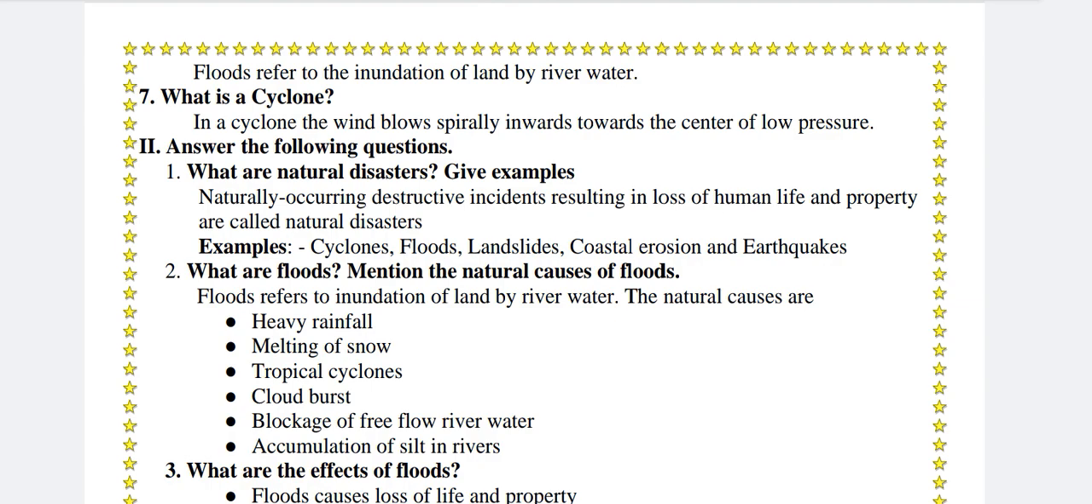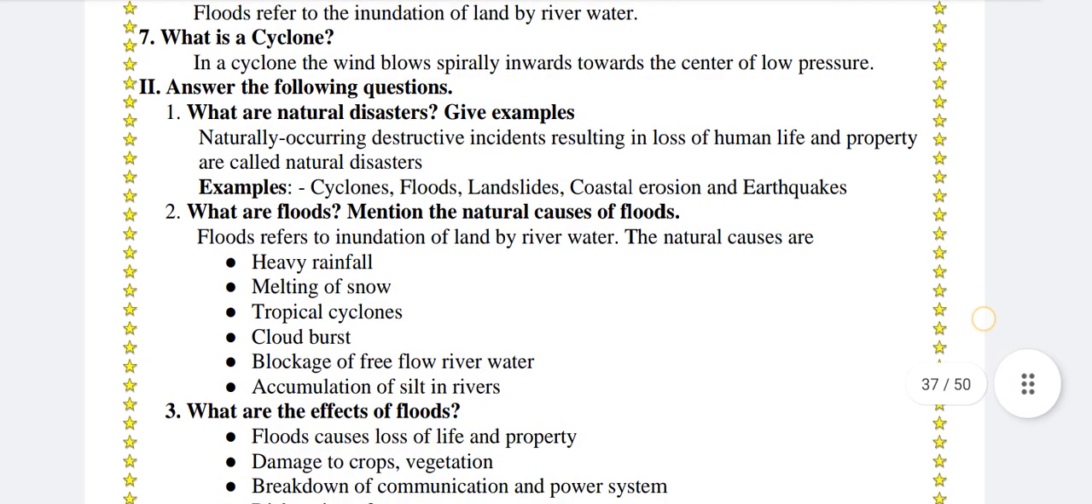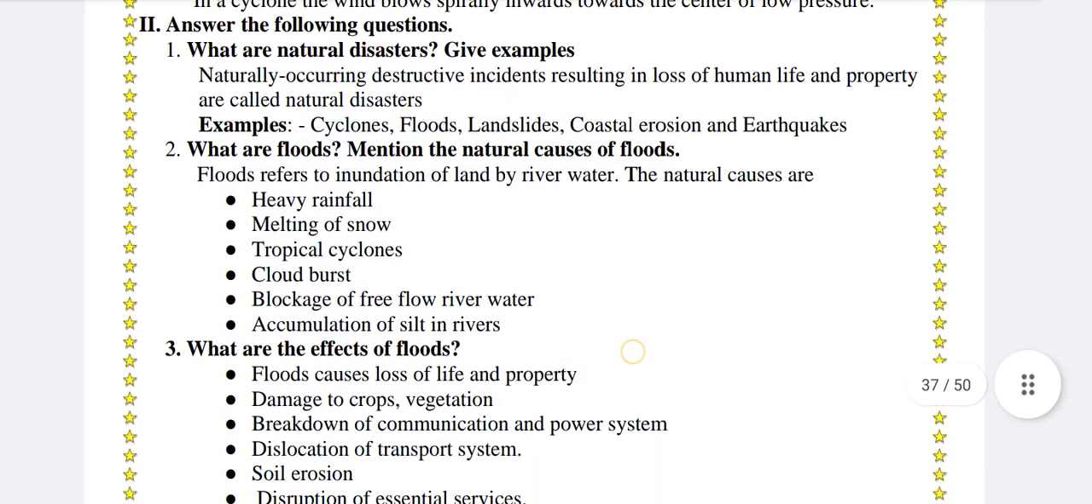What are floods? Mention the natural causes of floods. Floods refer to the inundation of land by river water. The natural causes are heavy rainfall, melting of snow, tropical cyclones, cloudburst, blockage of free flow of river water, accumulation of silt in rivers.